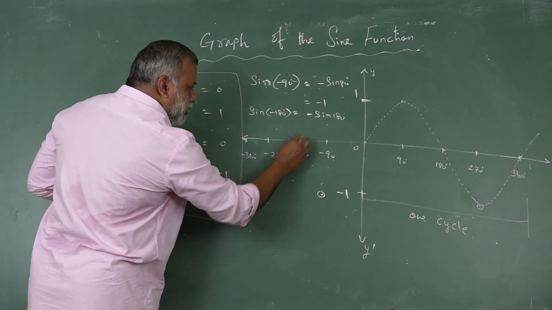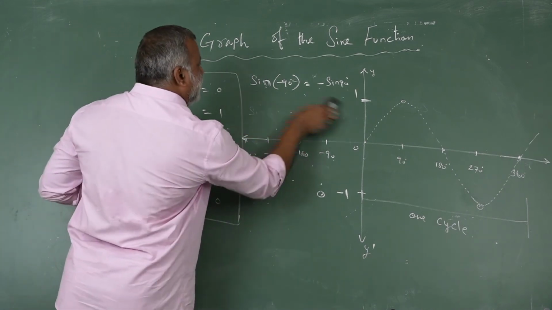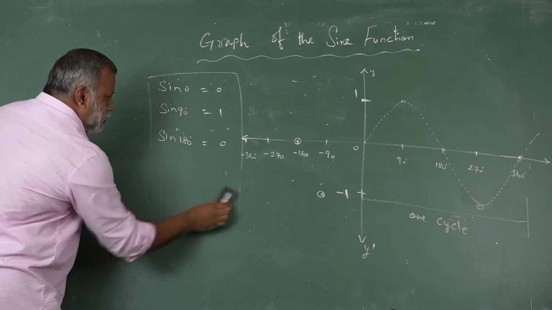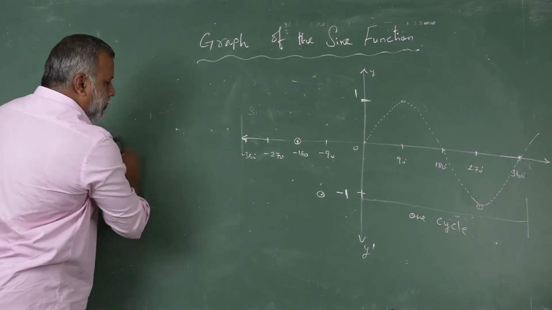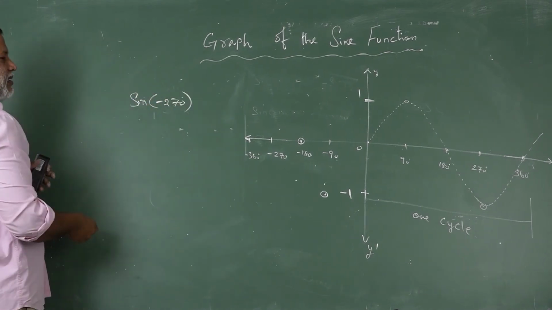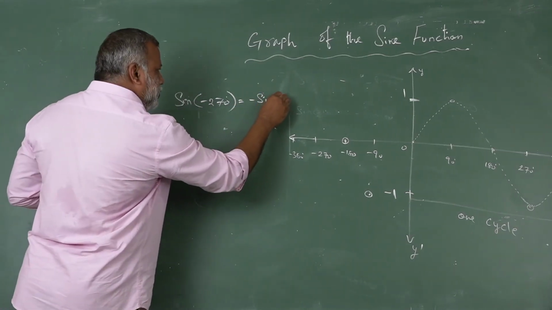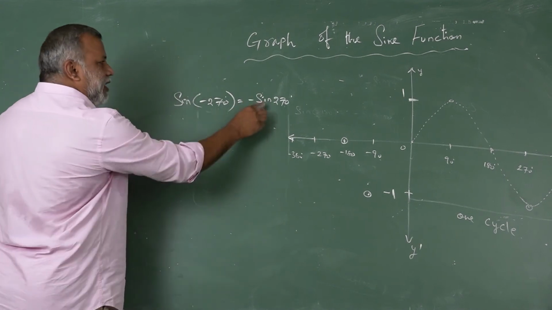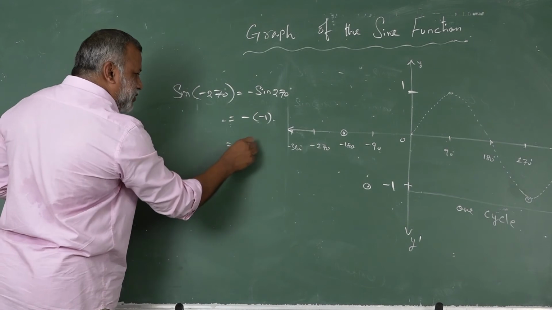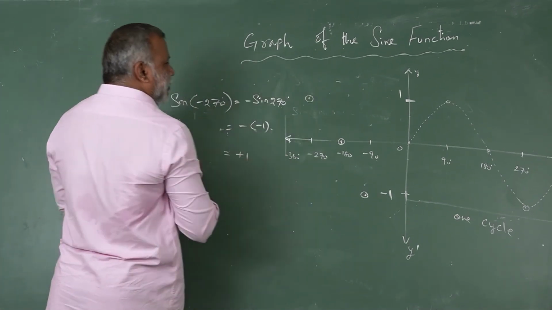Once again take this point. Now sine of 270. Think about sine of 270 with the negative sign, that means minus 270. Emits the negative, sine 270. Just now we derived sine 270 on the positive side is minus 1. Negative of negative becomes positive 1. So minus 270 takes the highest value, positive 1 here.